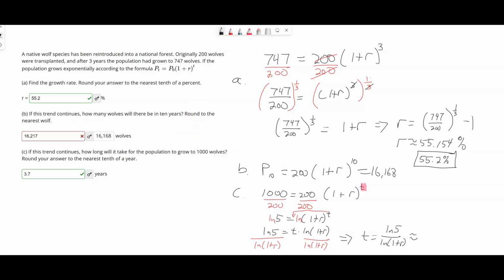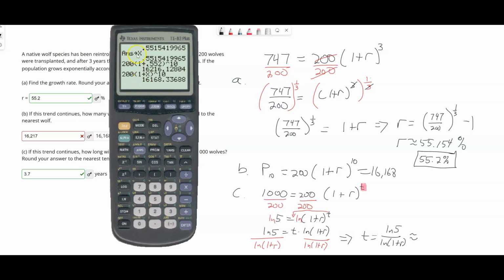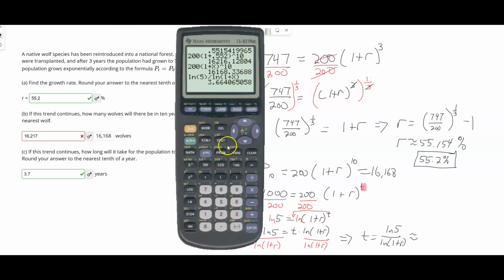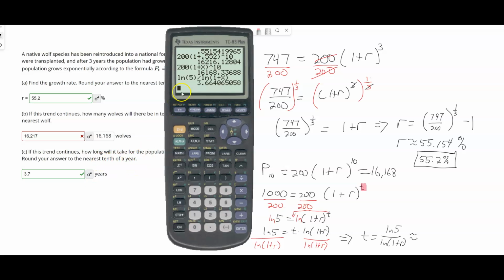We go back to our calculator now, and I still have stored that r in the variable x to use for later. So we have natural log of 5 divided by natural log of 1 plus x. No rounding involved in this calculation, so I'm not making a worse error out of an error. That's 3.66, rounded to the nearest tenth of a year, so we get the answer 3.7.